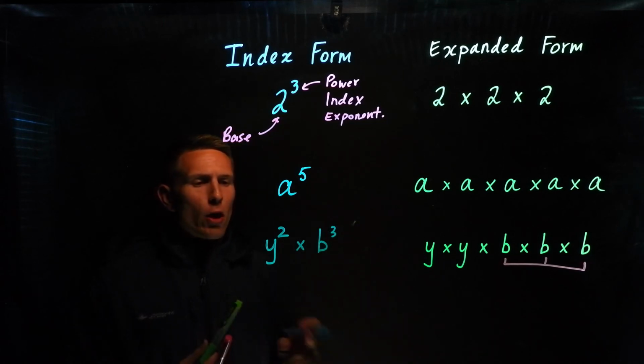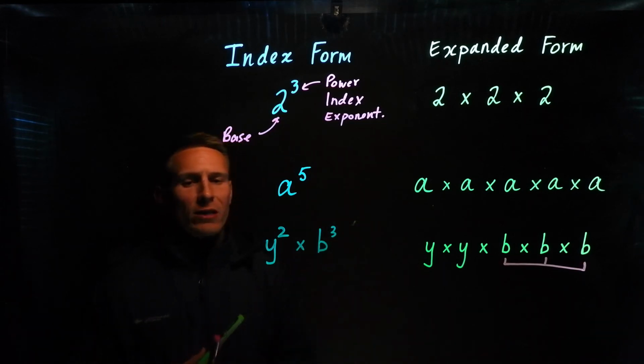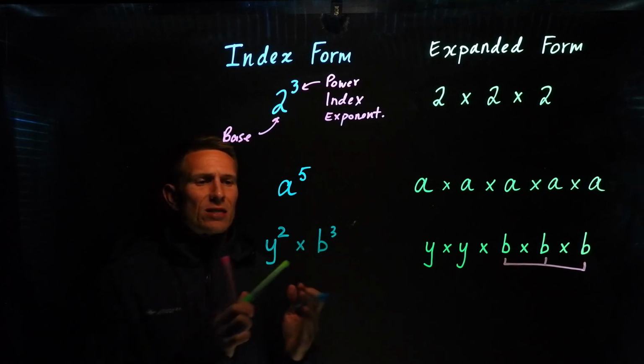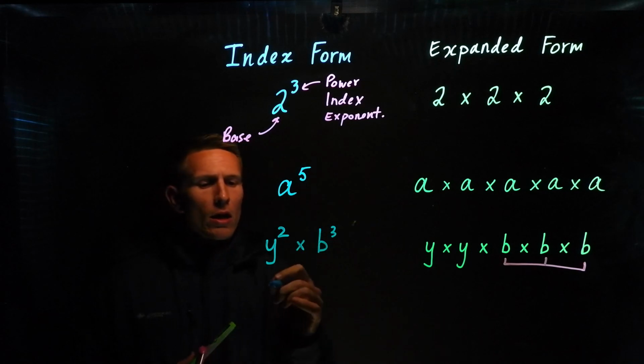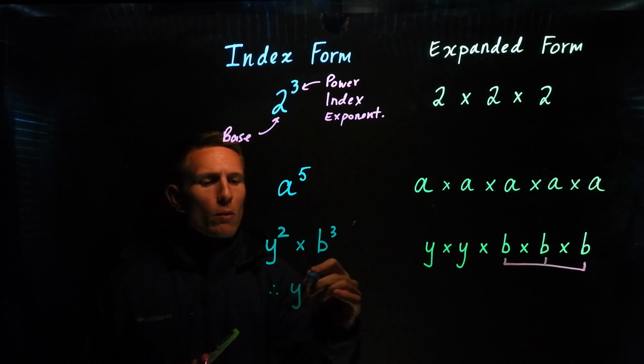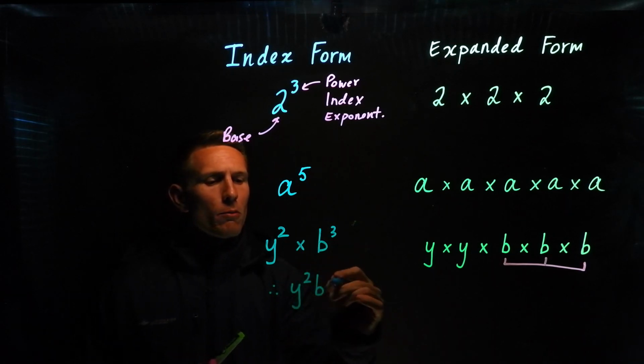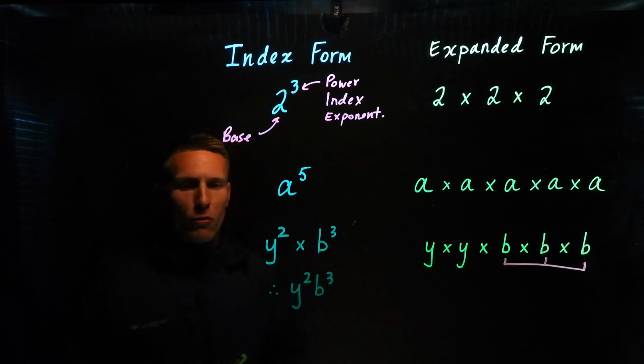Now in algebra we know that if we've got 2 variables next to each other, if we want to write this expression in its most simplified form, we're going to get rid of the multiplication. So therefore our answer will be y to the power of 2, b to the power of 3.